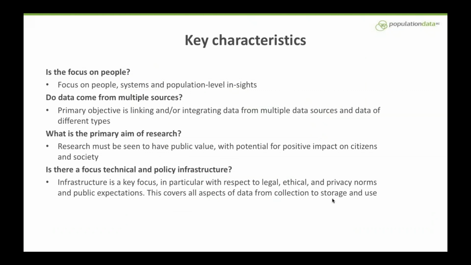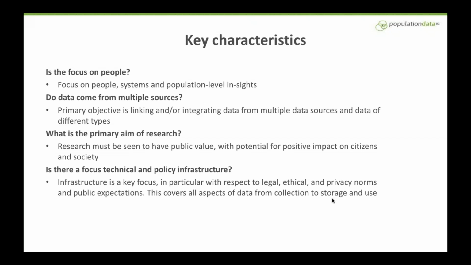Is the focus on people? For population data science, the focus is on people, the systems, and population level insights. Do the data come from multiple sources? So it's not just about, say, just using primary care data, or just using hospital data, or just education data. The primary objective in population data science is linking or integrating data from these different places.